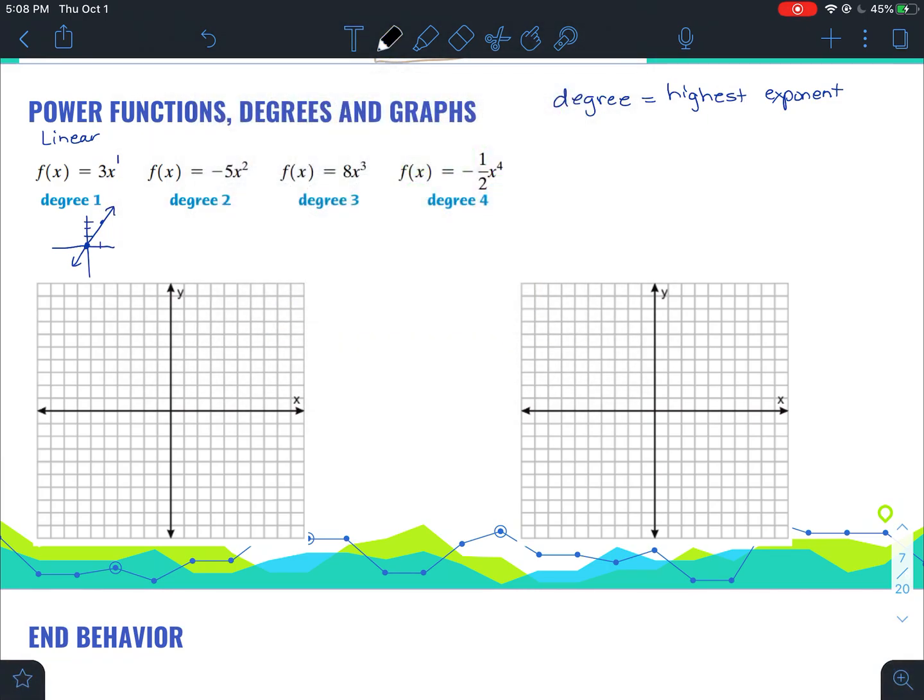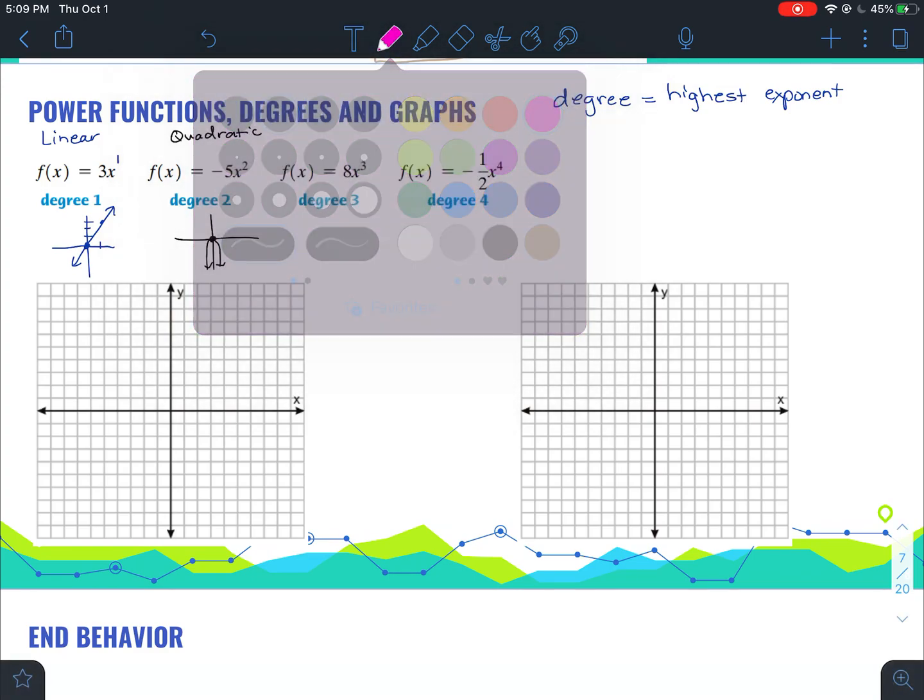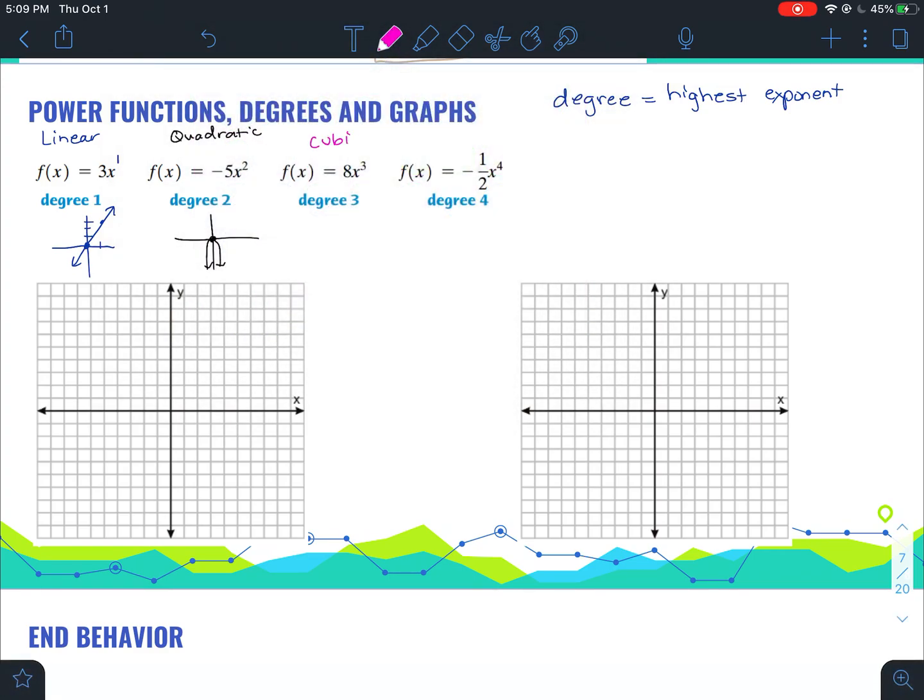Another one that we already know is the degree 2, a quadratic function. And we graphed those in our last unit. So negative 5x squared would start at 0, 0, and then it's way narrower and it's sad. So that would be what the graph of that polynomial would look like. 8x to the third, we call that a cubic polynomial. And you remember cubics look like the snakes, and that 8 just makes it way narrower than normal.